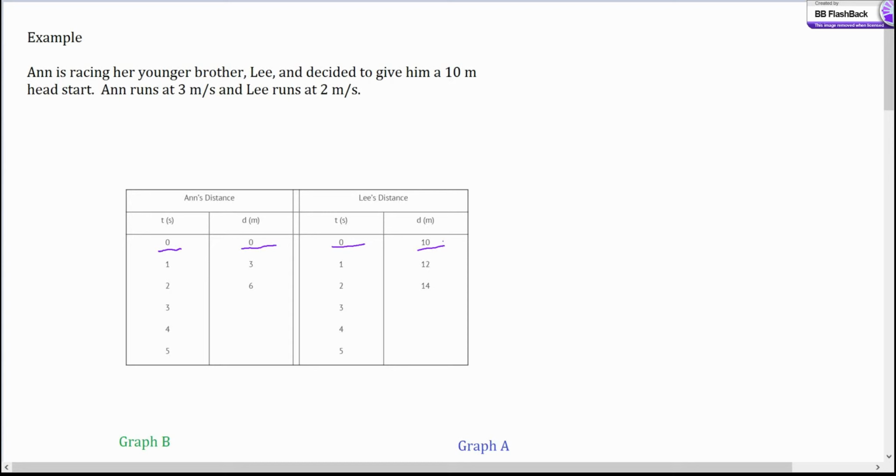These are similar, but there's a big difference here. Anne's has a y-intercept of 0, and Lee's has a y-intercept of 10. Anne's situation is called direct variation, while Lee's is called partial variation.